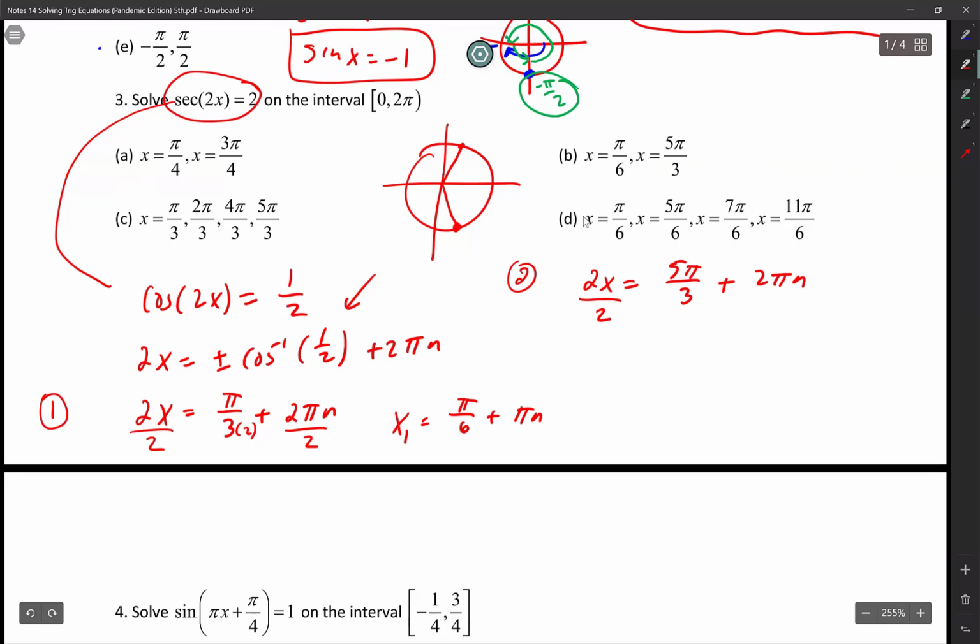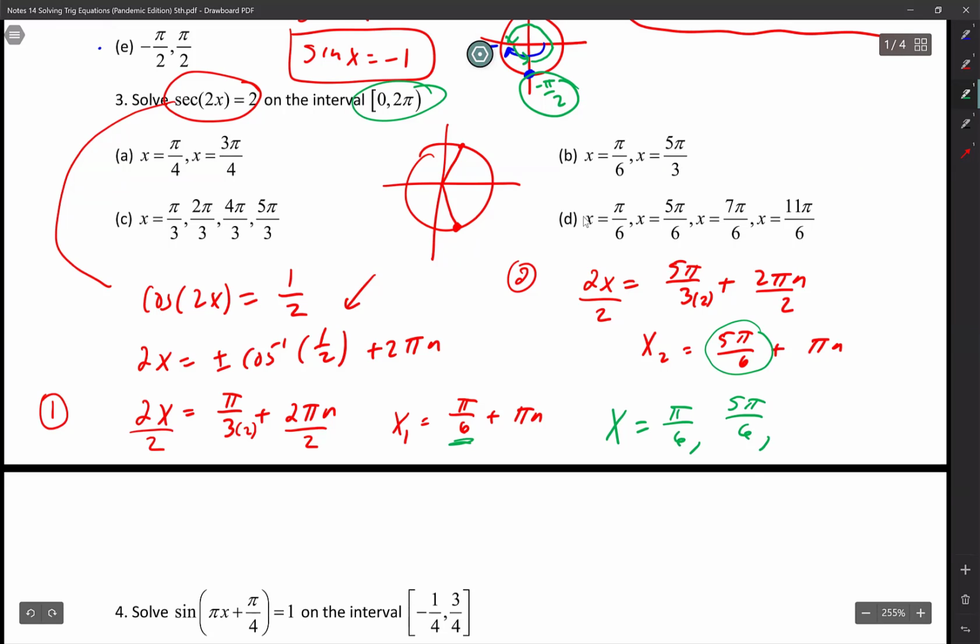And here we go from equation 2, divide by 2, divide by 2, divide by 2. x2 equals 5 pi over 6 plus pi n. All right, let's go ahead and see if we can get these answers here, guys. x equals, my first answer is going to be pi over 6. It wants between 0 and 2 pi. My second answer is going to be 5 pi over 6.